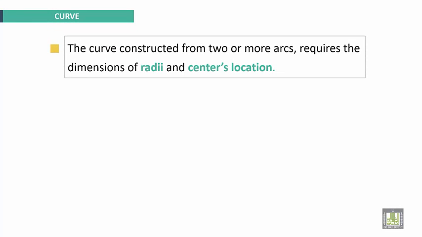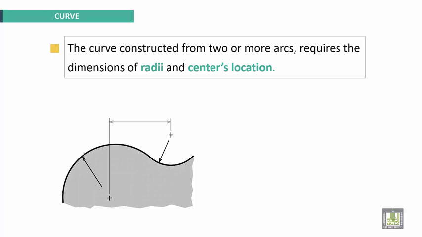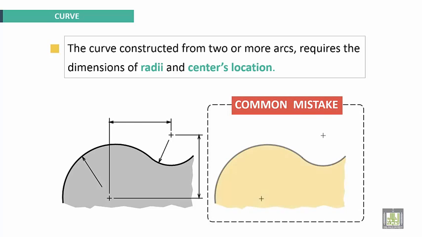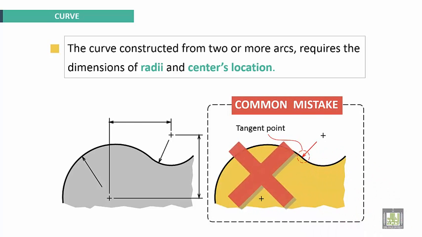Curve. A curve constructed from two or more arcs requires the dimensions of the radii and the centers' locations. This is an example. We have to specify the center, radii, and center location. Common mistakes here. This is the tangent point. This is wrong. It should be here. That one should be here.